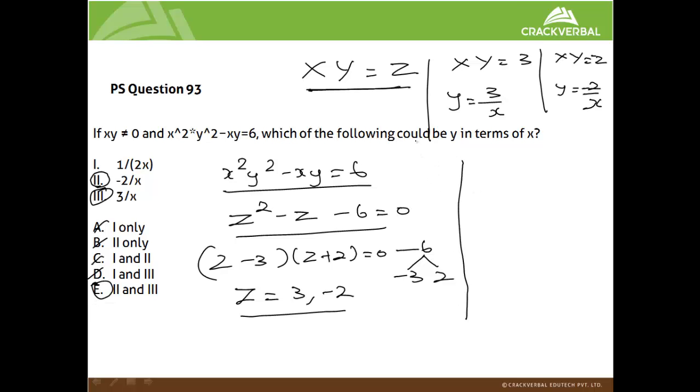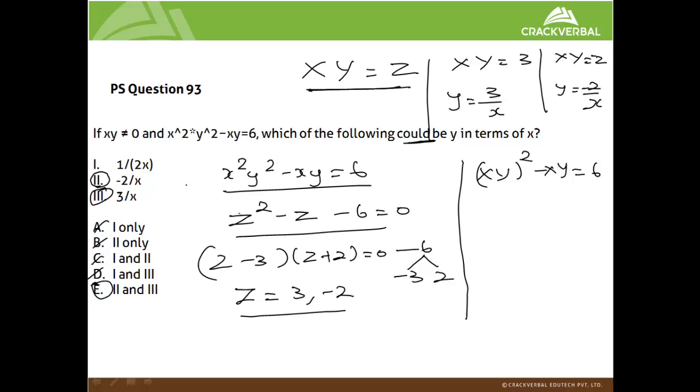Another way of doing the math is, since the question is asking you 'could be', we can substitute the statements in the equation and check whether we are getting left hand side and right hand side as equal. We know that (x into y) the whole square minus xy is equal to 6, given in the question. Now they have told what is the value of y in terms of x. If I substitute the y value in the equation, then the equation has to be true.